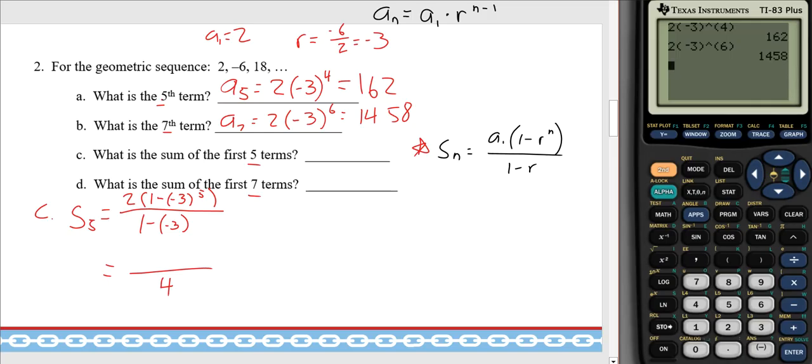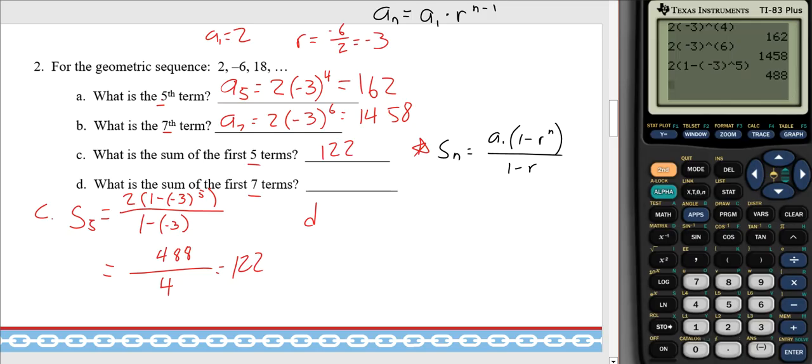1 minus a negative 3 becomes 4. And then the numerator I am just going to type into the calculator. 2 times 1 minus the negative 3 to the 5th power. And I get a numerator of 488. And reducing that would be 122.